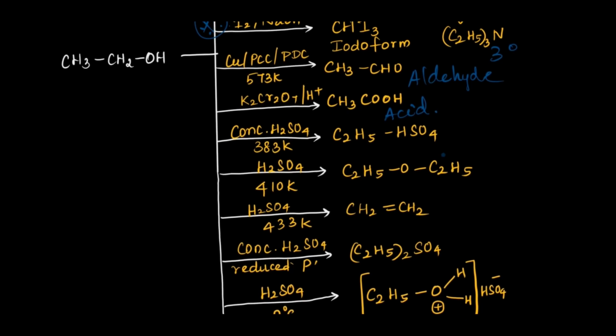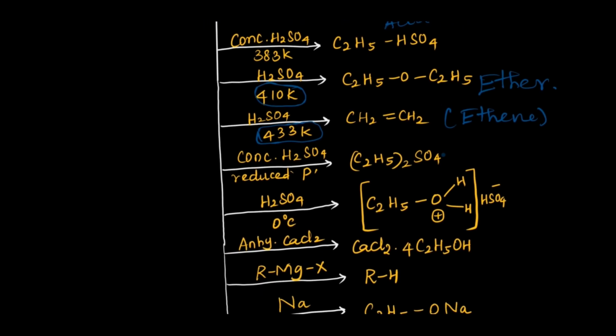But reacting it with sulfuric acid at 410 Kelvin, temperature is also important, 410 Kelvin, it is giving us ether. Ether preparation also we will use this method. And concentrated sulfuric acid at 433 Kelvin is giving an elimination product, ethene. Again, concentrated sulfuric acid with reduced pressure is giving you diethyl sulfate.